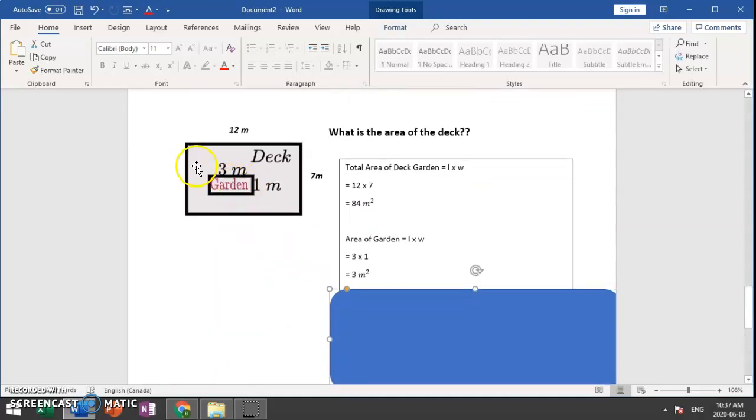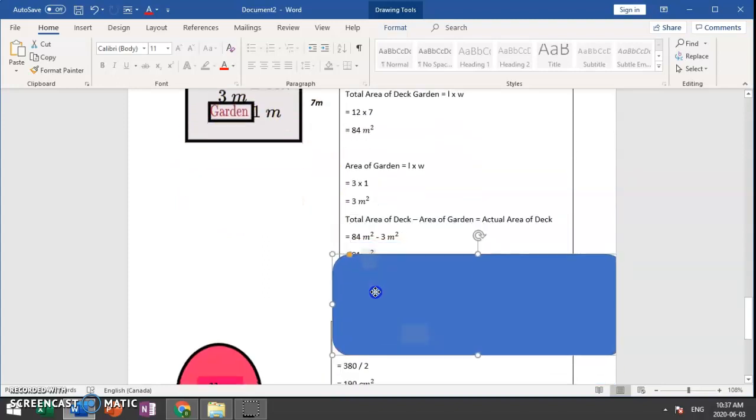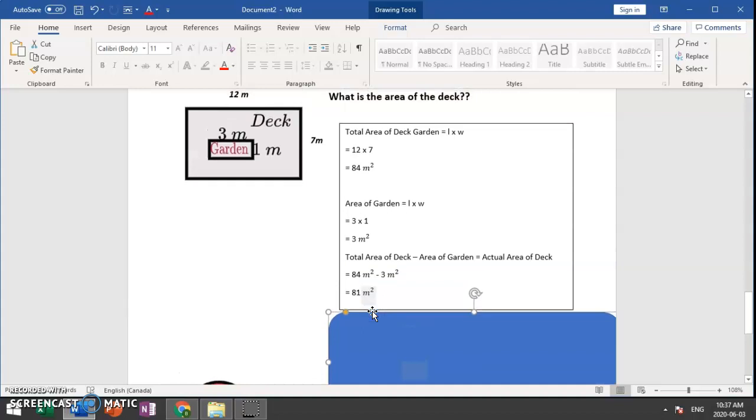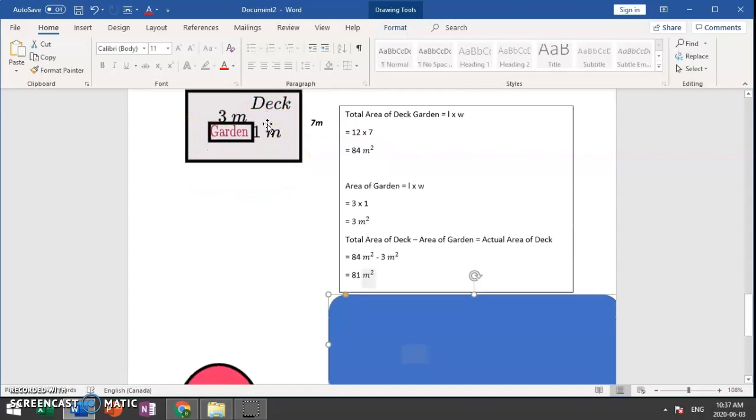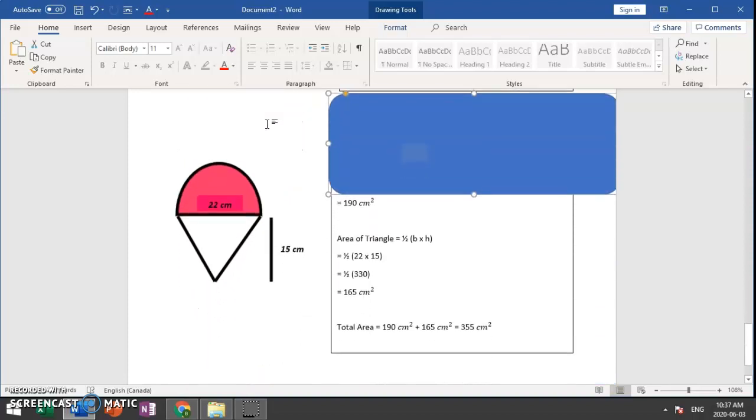So to find the area of this beige color here, we have to subtract the garden from the total area. So total is 84, garden is 3. 84 minus 3 is 81 meters squared. That would be the area of this deck around the garden. All right? Hopefully that makes sense. If not, we can talk about it. Let me know. Okay?